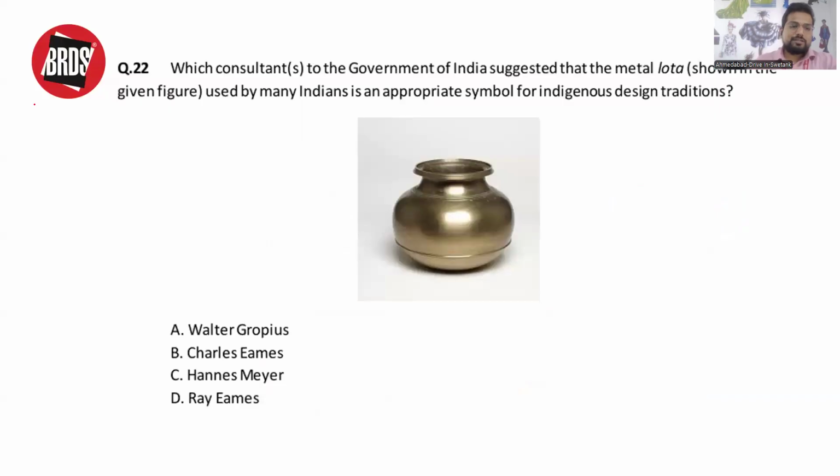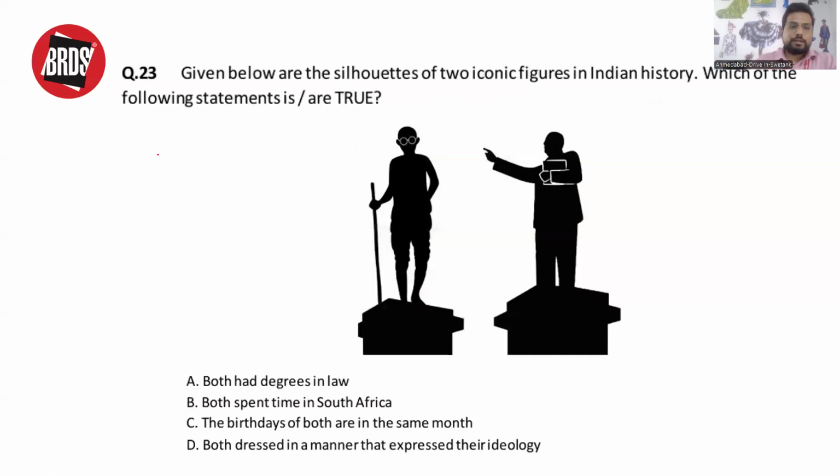Question number 22. Now, this is a pure question of current affairs and general awareness. The answer for this one is B and D. It is just about going through this particular news, which is related to the indigenous design traditions. So the correct answer for this one is B and D. There's no further explanation for this question. The correct answer is B and D. Okay, moving on to the next one, question number 23.